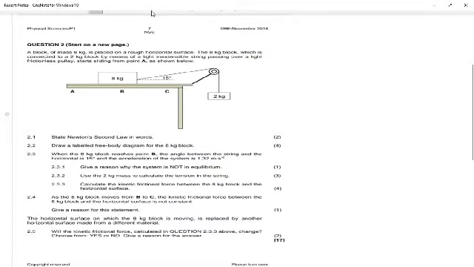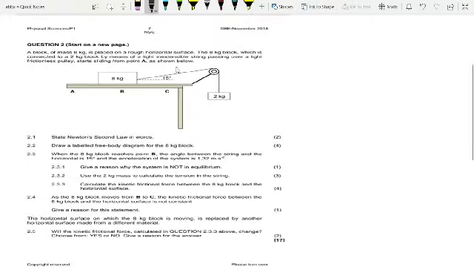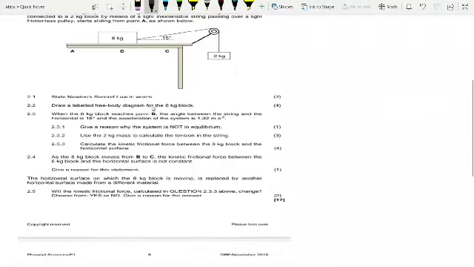Today we'll be dealing with paper 2, November 2018. It's actually corrections. Let's get to it without any waste of time. Question 2.1 says: state Newton's second law in words.